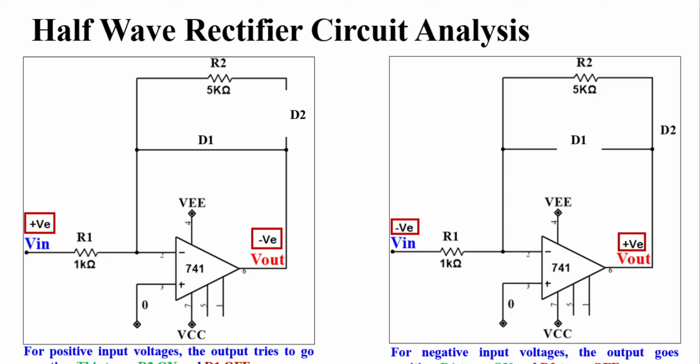Okay, so in short we can say for negative input voltages, the output will try to go positive, and that will turn D1 into a short circuit and D2 to act as an open circuit. Or we can say the diode D2 turns off and D1 turns on.